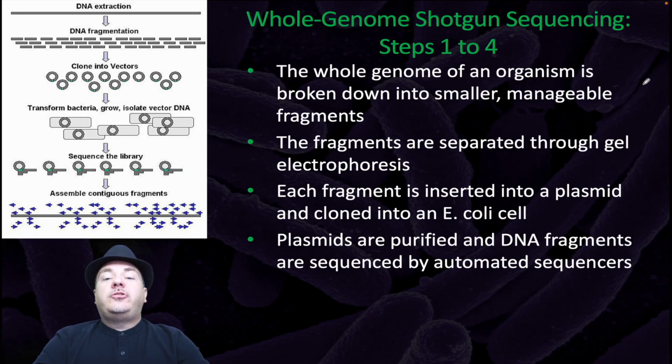There's also the whole genome shotgun sequencing method. This begins when the whole genome of an organism is broken down into smaller, manageable fragments. The fragments are separated through gel electrophoresis, and each fragment is inserted into a plasmid and cloned into an E. coli cell. Plasmids are purified, and DNA fragments are sequenced by automated sequencers.